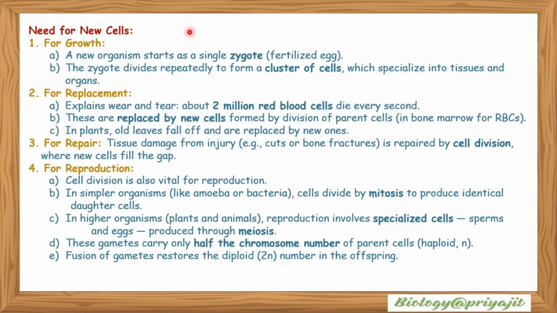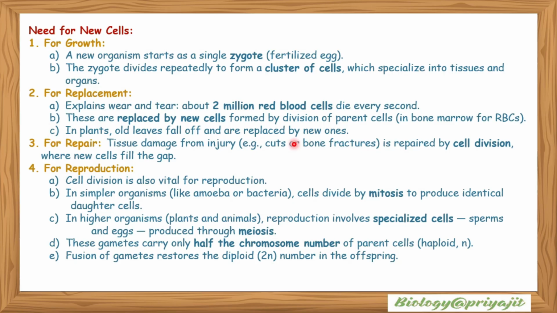Need for new cells. What are the needs for cell division? For growth, a new organism starts as a single zygote. This is the fertilized egg. The zygote then divides repeatedly to form a cluster of cells which specialize into tissues and organs. For replacement, it explains wear and tear. About 2 million red blood cells die every second. These are replaced by new cells formed by division of parent cells in bone marrow for RBCs. In plants, old leaves fall off and are replaced by new ones.